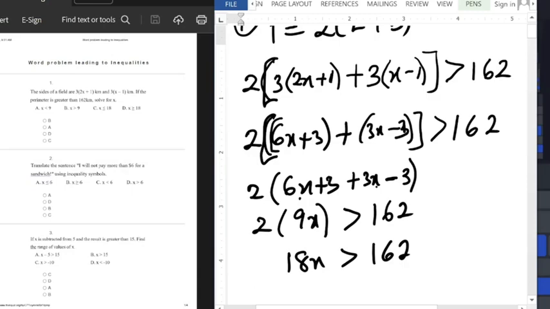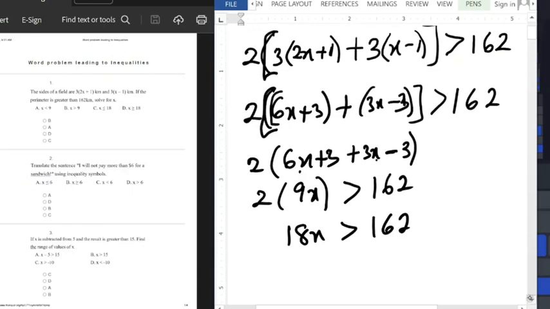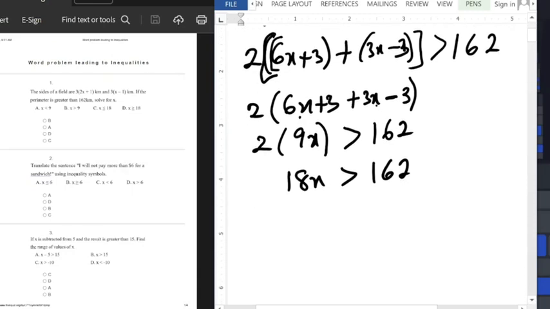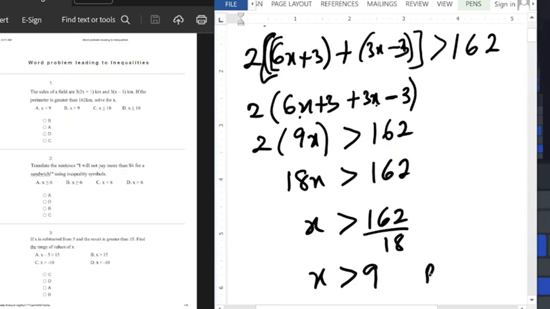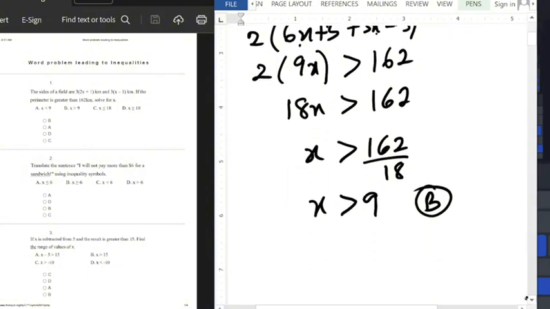So that means we're going to divide both sides of the inequality by 18. So therefore, x is greater than 162 divided by what? 18. And therefore, x is greater than 9. And that is option B. Option B is the answer there. I hope that is clear. That is for number 1.